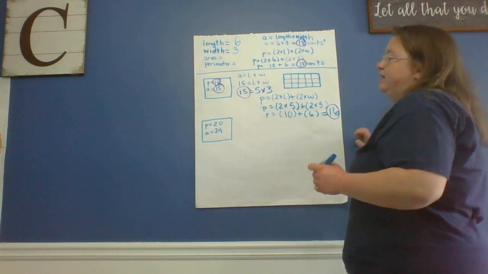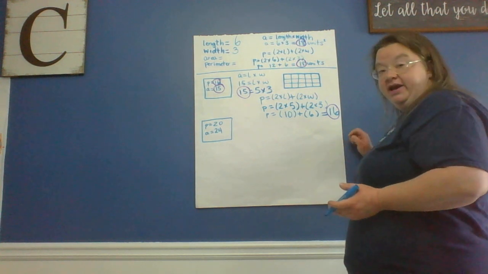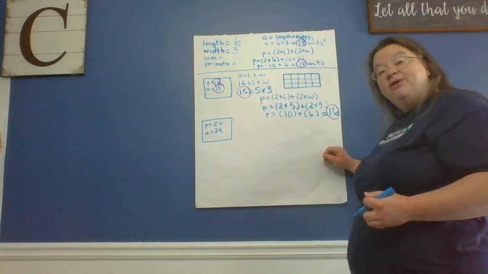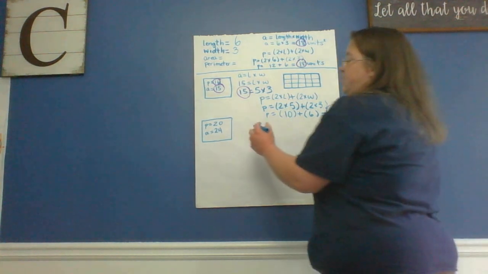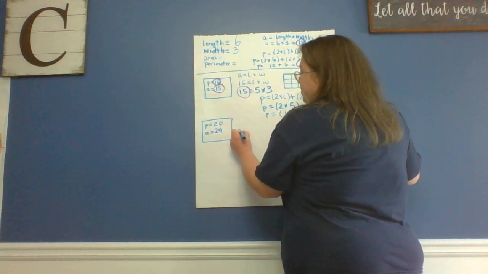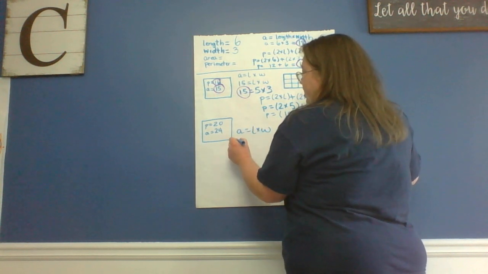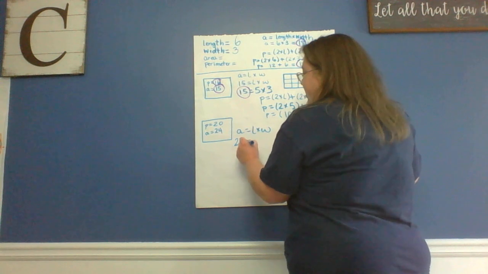So now, I have a perimeter of 20, an area of 24. Again, start with area and work backwards. That formula is easier to figure out. So, my area equals length times width. And I know that my area equals 24.